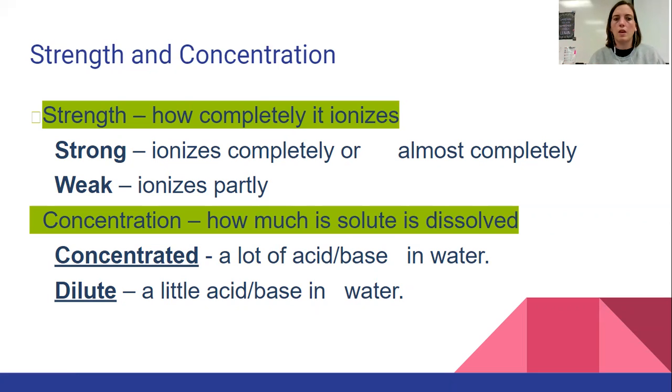And then the other definition on here is concentration. Concentration is how much solute is dissolved. We just got done with our solution unit, this is the M1V1 equals M2V2. This is what it's talking about. If something's concentrated, that means you have a lot of acid or base in just a little bit of water. If something's dilute, that means you have a little bit of acid or base in a lot of water.